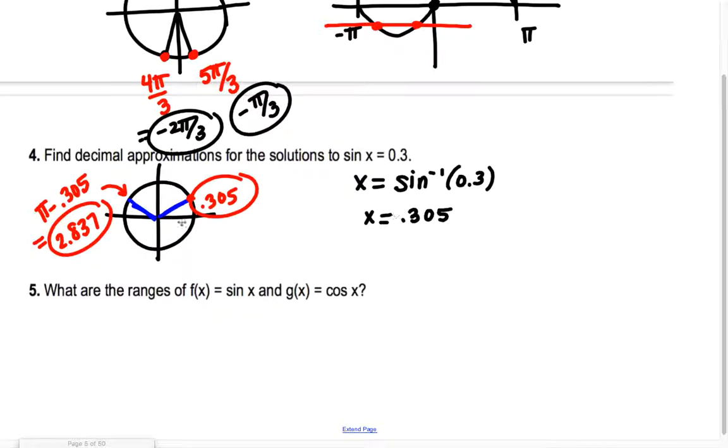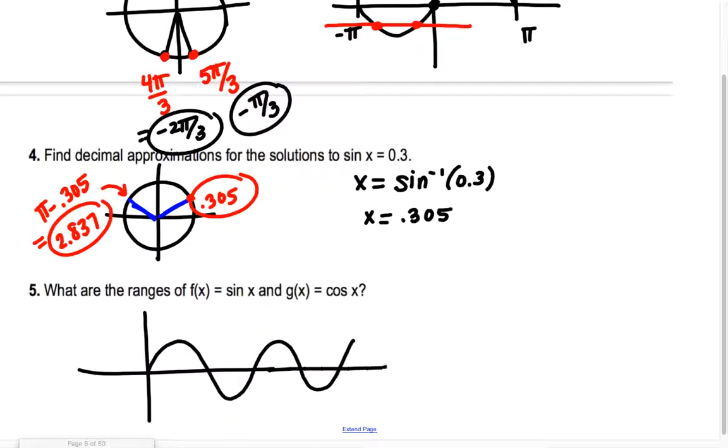All right, so what are the ranges of f of x equals sine of x and g of x equals cosine of x? Okay, so let's think about it. Range is all the y values, right? So if I graph out sine of x, what's the highest that I get for sine of x? A height of 1. What's the lowest? -1. Is that the same for cosine of x? Yeah, so the range is going to be -1 to 1.